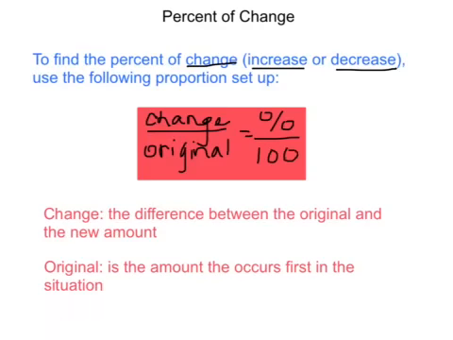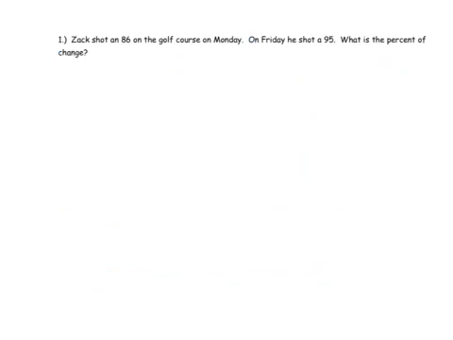So let's talk about what those two things are, the change and the original. The change is known as the difference between the original and the new amount. That means, guys, you're going to have to subtract. Remember, difference means to subtract. The original is the amount that occurs first in the situation. It's not necessarily the number that happens first. You'll want to read the question, and the one that actually occurs first in the situation is going to be considered the original, what you start with. So we're going to do three quick examples.